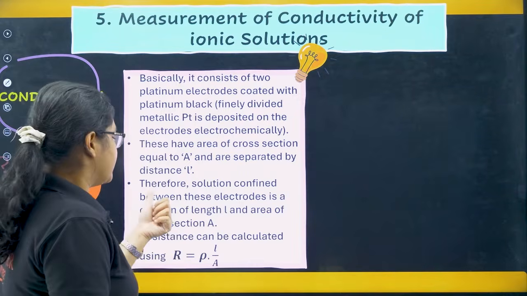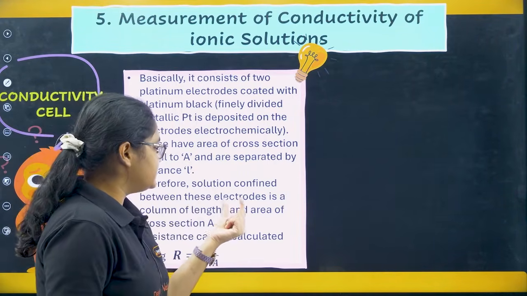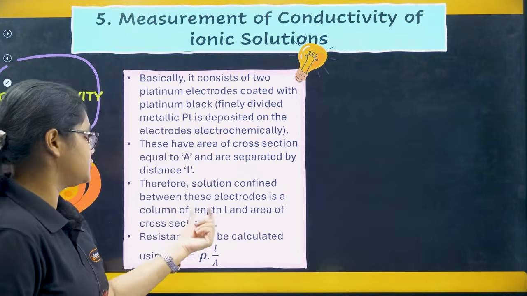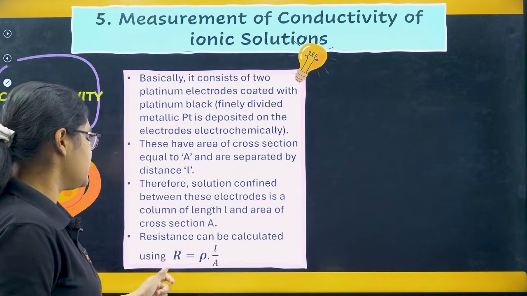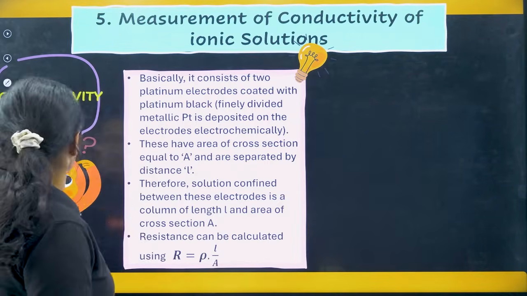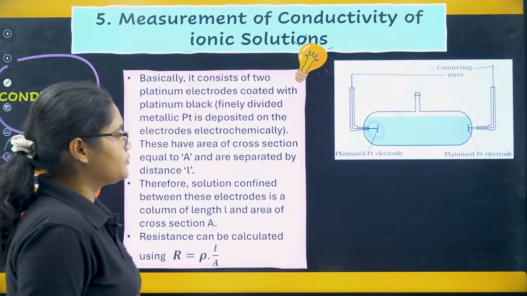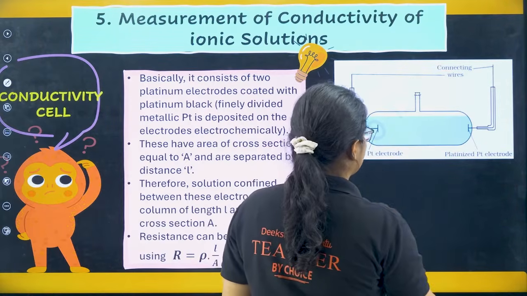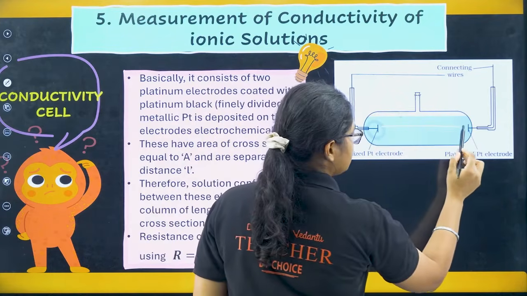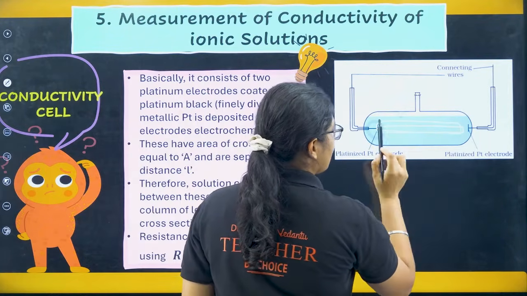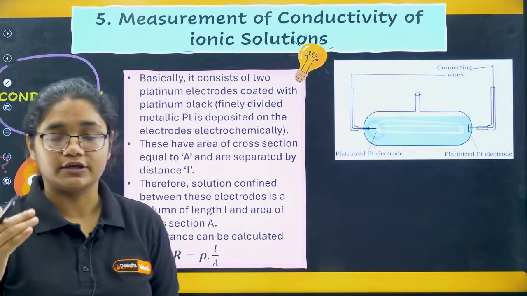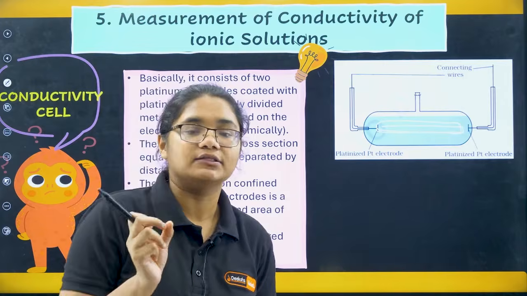Okay, so therefore the solution confined between these electrodes is a column of length L and area of cross section A. Resistance can be calculated using R is equal to rho into L by A. So you have this conductivity cell, where you have platinum electrodes, and the solution that is present between them has a cross-sectional area of A and length of L.